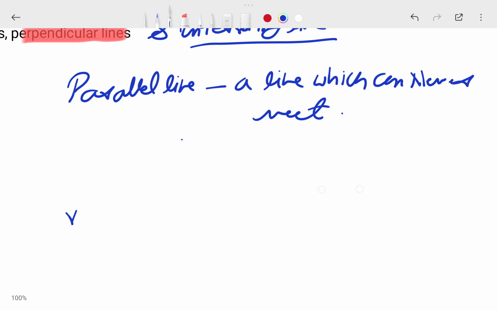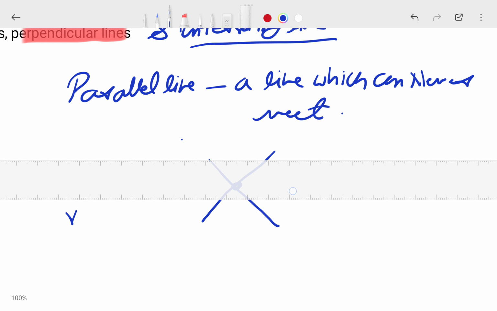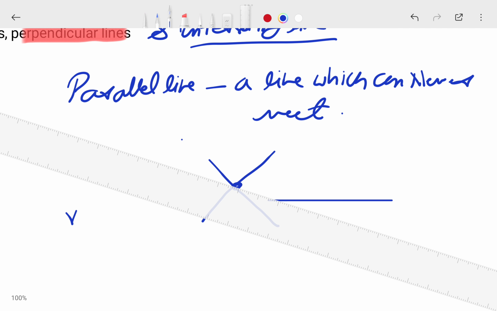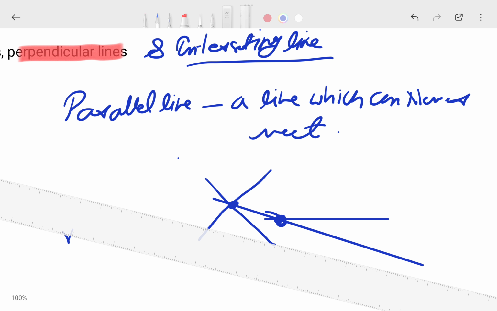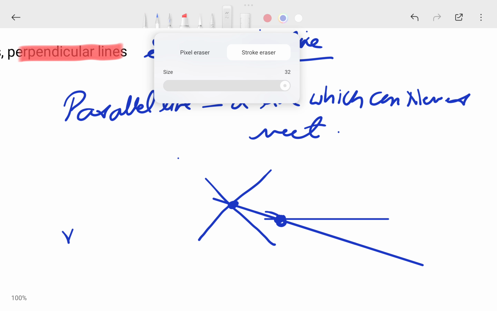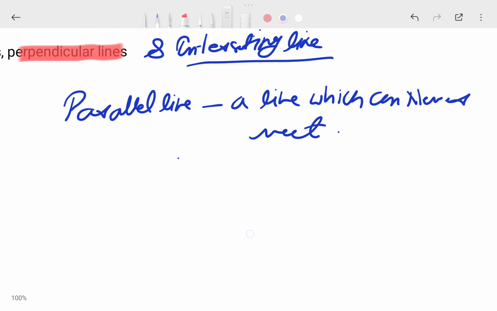What is the intersecting line? Intersecting lines means two lines that meet at a point. If you see, this is one line, and let's suppose this is another line, and they meet at a point here. Whenever these two lines meet, they are called intersecting lines. If two lines are not meeting with each other, that is the parallel line.